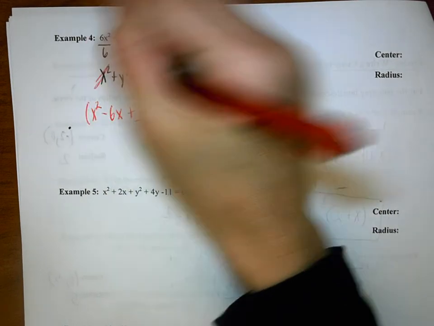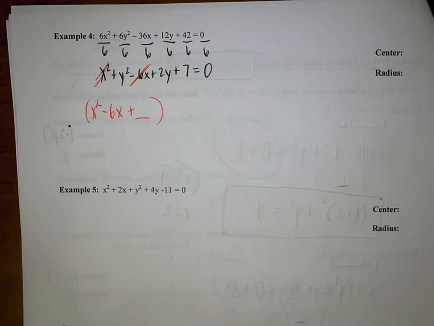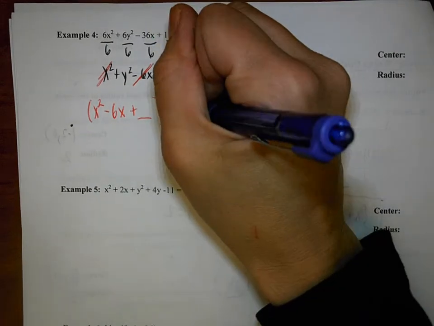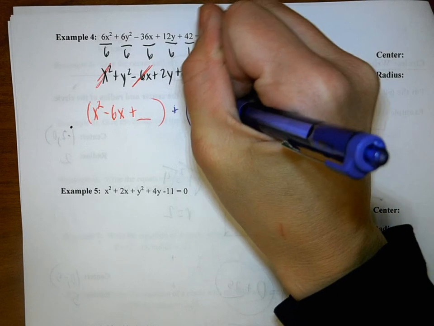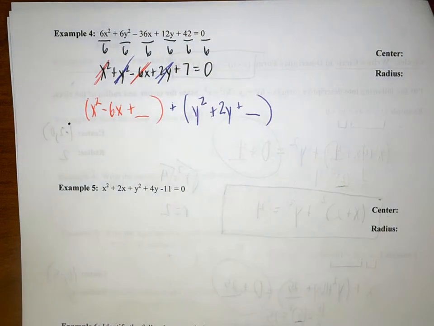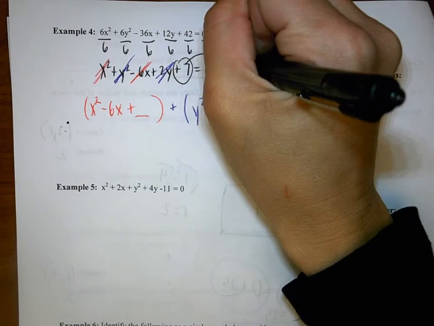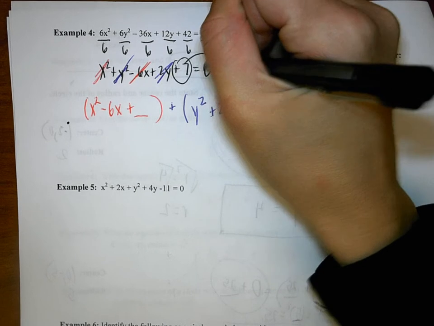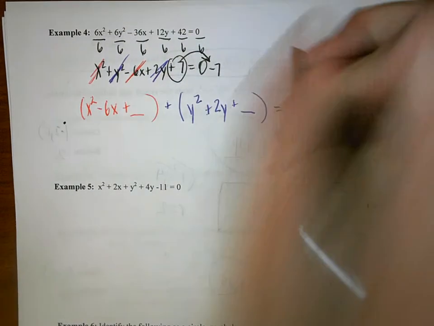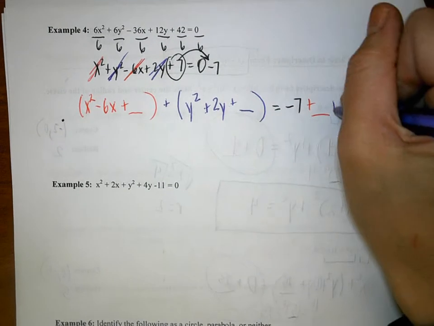I'm going to cross out everything that I just did to make sure I don't forget anything. Okay, then I have plus, and we have our y's. So I have y squared plus 2y plus blank. So I took care of those. Now what do you think I'm going to do with that 7? Good, and when I take it and move it to the other side, it becomes a -7, right? So we're going to have a -7, and then I have plus my red blank and plus my purple blank.